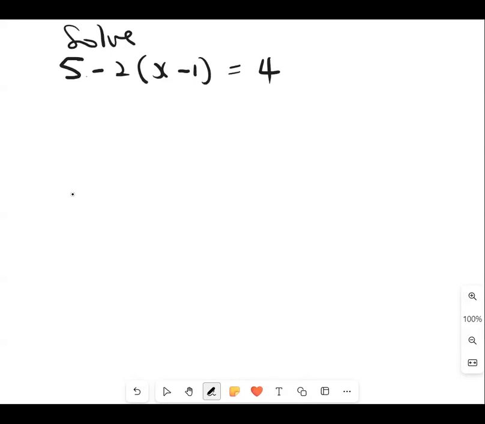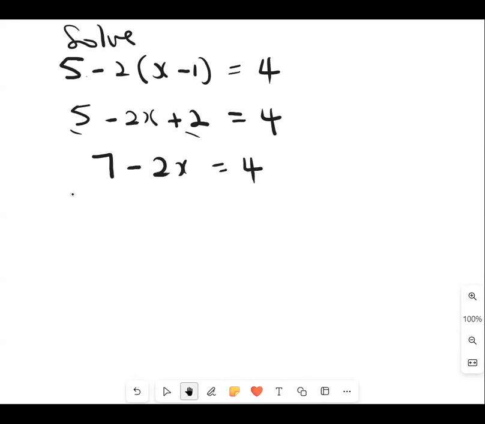You remove the bracket first. You get 5 minus 2 by x will give you minus 2x, right? Minus 2 by this negative value plus 2 equal to 4. So now we can add this 5 and this 2 and you get 7 minus 2x equal to 4. What I will do, I will take this minus 2x over here and I will bring this 4 over here. So I'll have 7 minus 4 equal to positive 3.